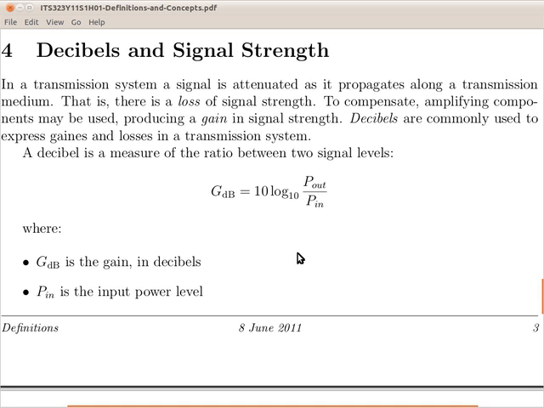So if we want to measure the gain or the loss of that system, the absolute gain, or ABS for absolute, is simply P out divided by P in. If my amplifier takes 1 watt in and produces 10 watts out, then the gain is 10. It increases the signal by a factor of 10. The output divided by the input.